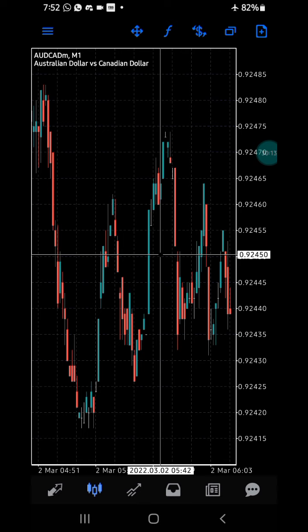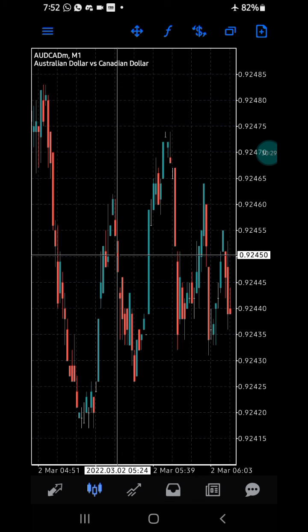What happened at that moment? The price the market was selling, or the price was buying at that moment. So on the right hand side, you can see prices. You can see where the horizontal line is pointing at 0.92450. That's what the price was selling then.